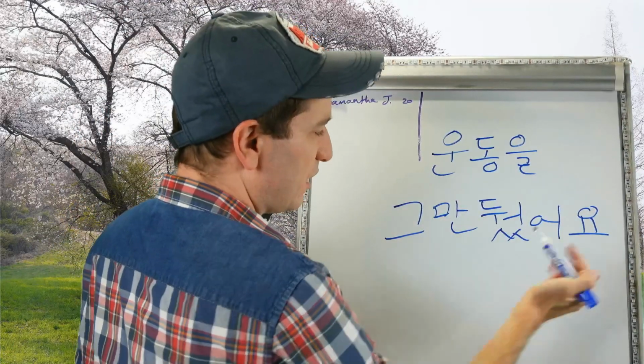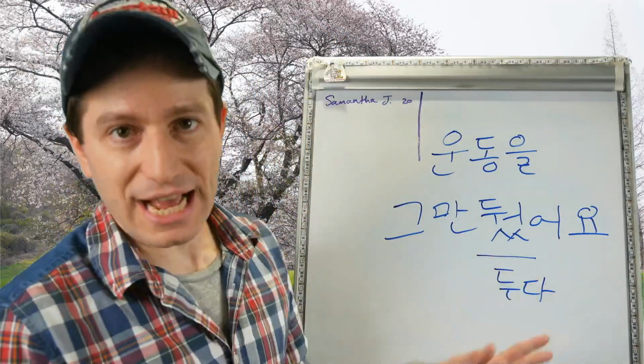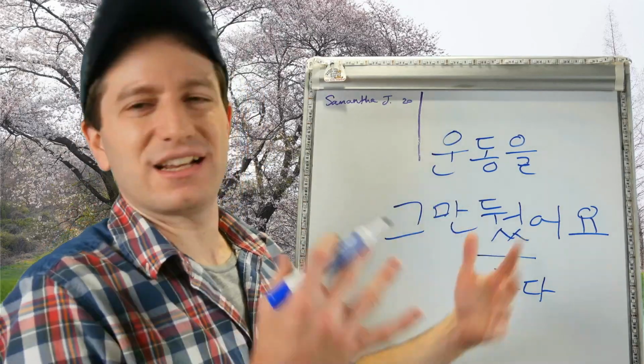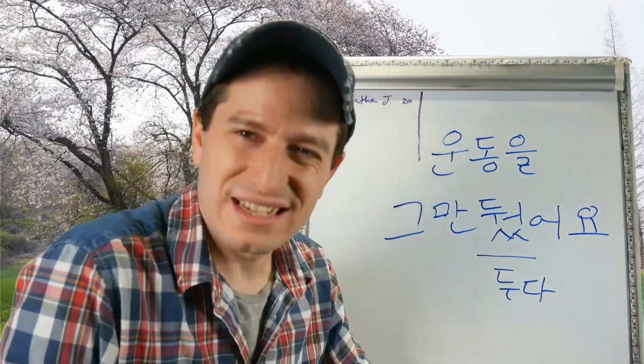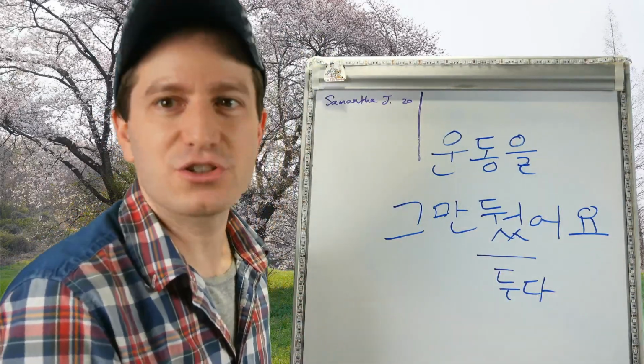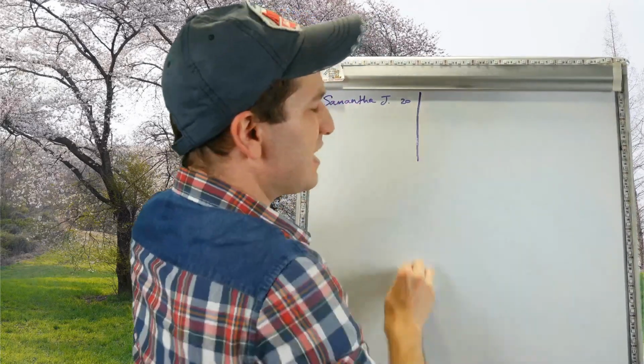운동을 그만뒀어요. 그만두다 has the same usage as 그만하다 when it's used in this form with 그만. But 두다, depending on the context, can also mean quit something. 운동을 그만뒀어요. So I quit or I stopped exercising. What other ways do you know for how to say to stop?